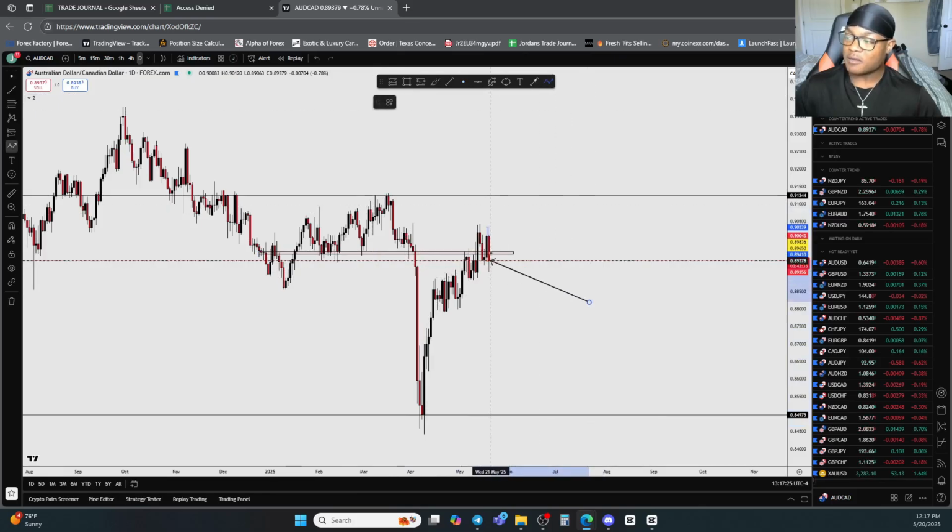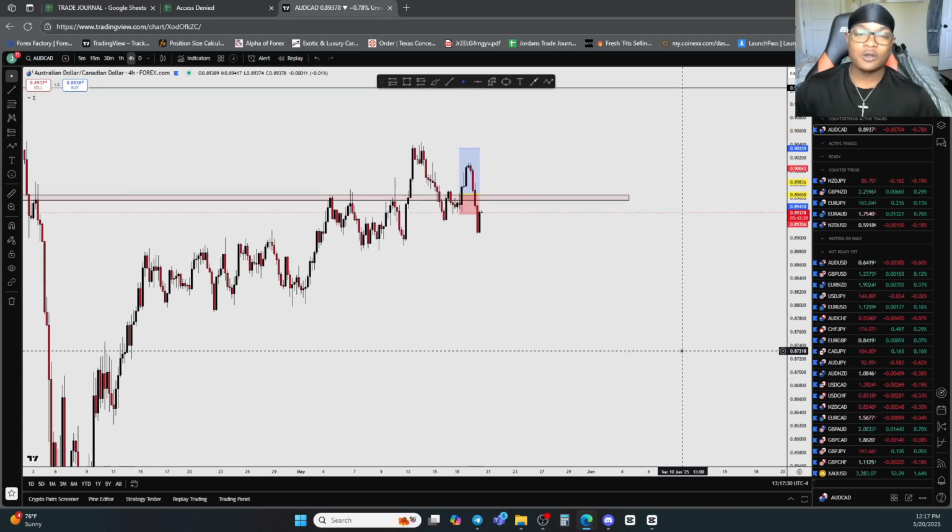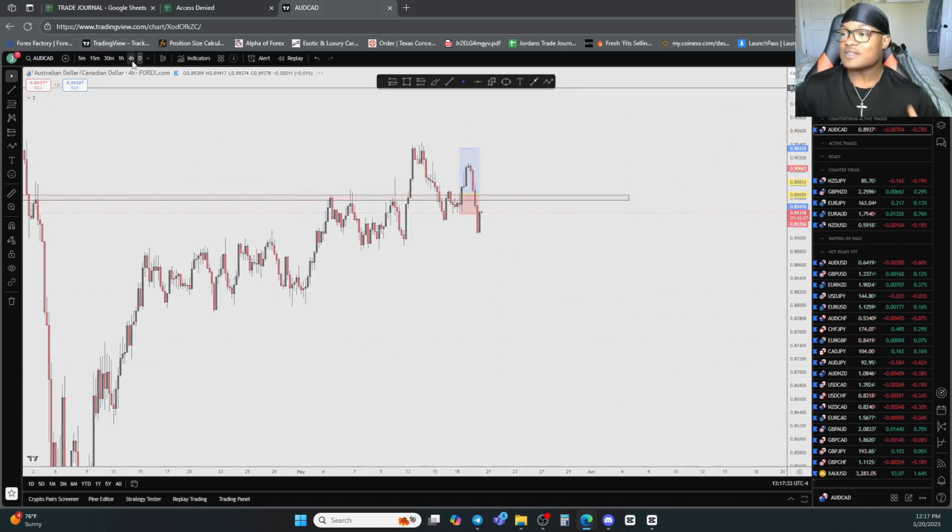And once price gets back above this daily area of interest, we want to see if the 4-hour and the 1-hour are in sync. So obviously we know the daily is bearish.